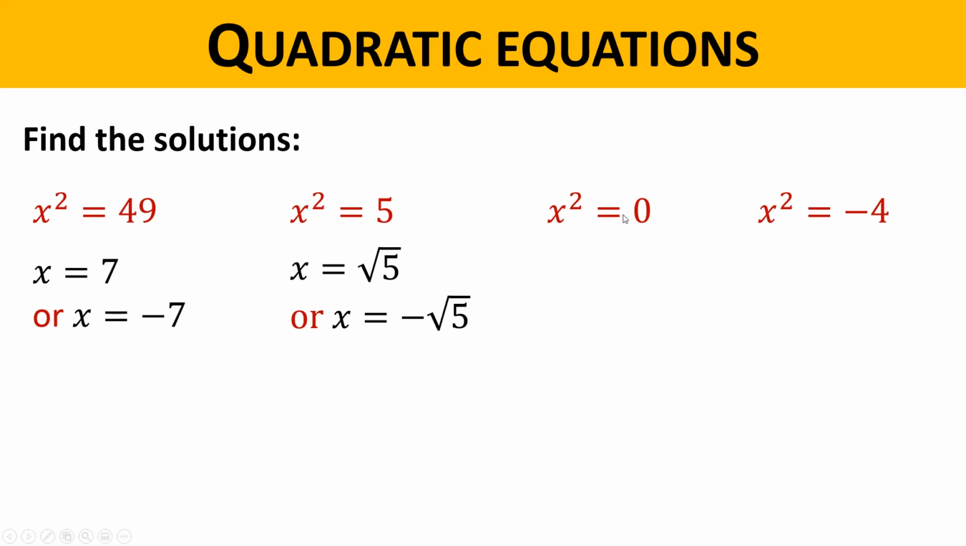X squared is 0. What number times itself is 0? There's only one solution here, and that is x equals 0. X squared is negative 4. That means we are looking for a number that multiplied by itself gives us negative 4. So a number that multiplied by itself is a negative. Well, that's not going to be any number that we know. A positive times a positive is positive, and a negative times itself is also positive. So we know of no numbers that multiplied by themselves give a negative number. So in this case, we say that this equation has no solution. So that's also possible. So sometimes we have one solution, sometimes we have two, and sometimes we have no solution at all.